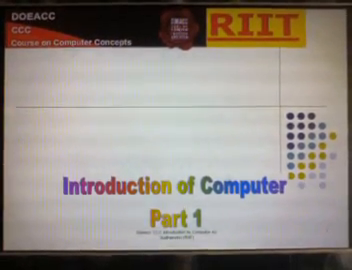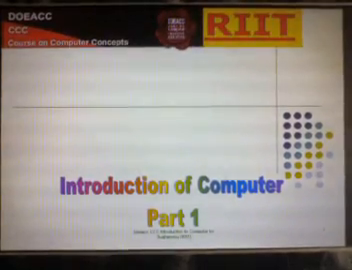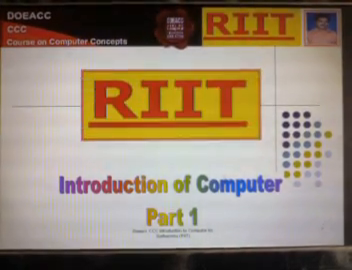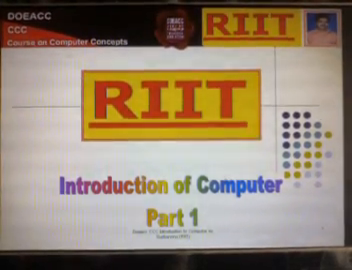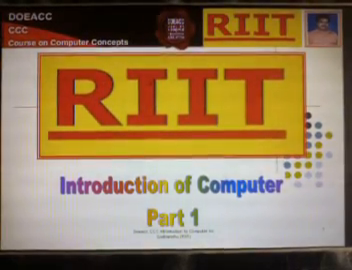DOEACC CCC syllabus. Introduction to Computer, Part 1.